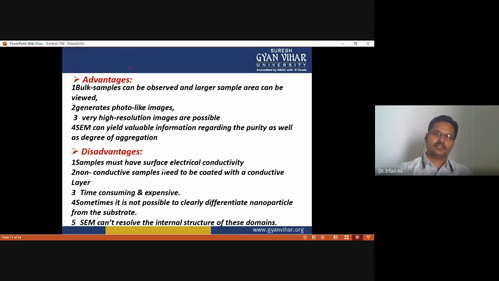Apart from the advantages, there are many disadvantages. The sample must have surface electrical conductivity, and non-conductive samples need to be coated with a conductive layer. Most of the time a gold layer is coated on the sample to be analyzed, and it is time consuming and expensive. Sometimes it is not possible to clearly differentiate the nanoparticle from the substrate, and scanning electron microscopy can't resolve the internal structure of these domains, because most of the time we analyze the surface morphology by the use of scanning electron microscopy.